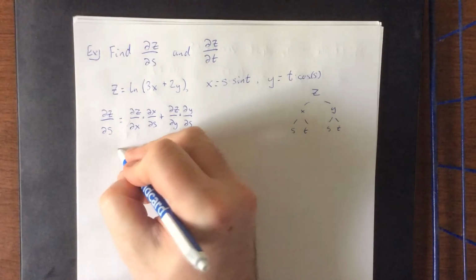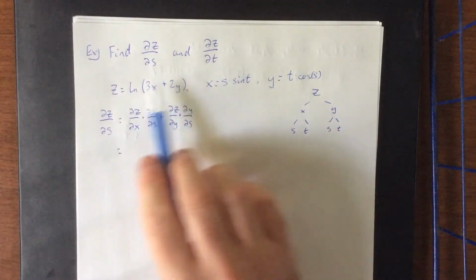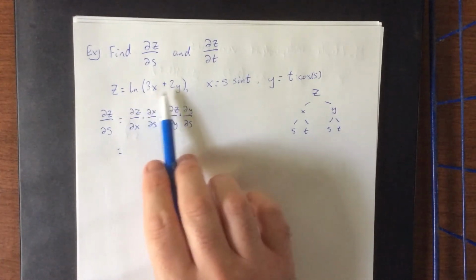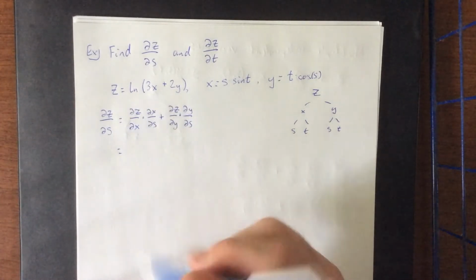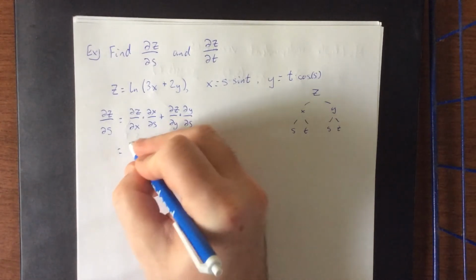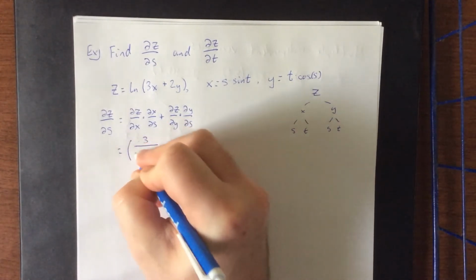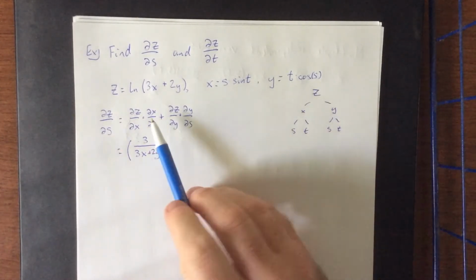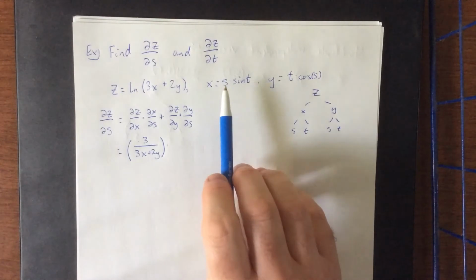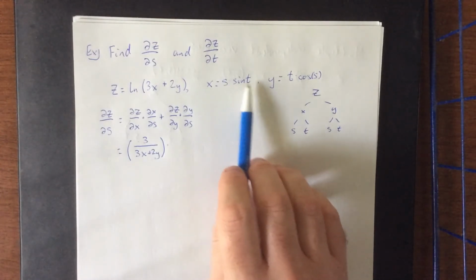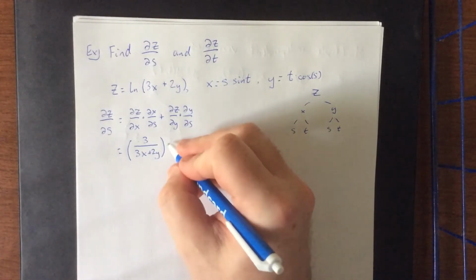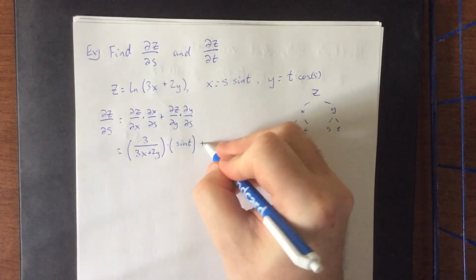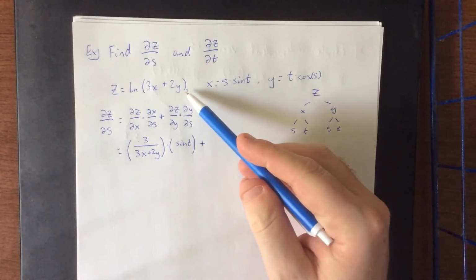So with that in mind, partial derivative of z with respect to x. The derivative of the natural log will be the reciprocal function, and the derivative of the inside, partial with respect to x, will give us an extra factor of 3. So this will be 3 divided by 3x plus 2y times the partial derivative of x with respect to s. This would be considered s times a constant, as we'll be treating t as though it's a constant. That derivative will just be the constant, plus the partial derivative of z with respect to y.